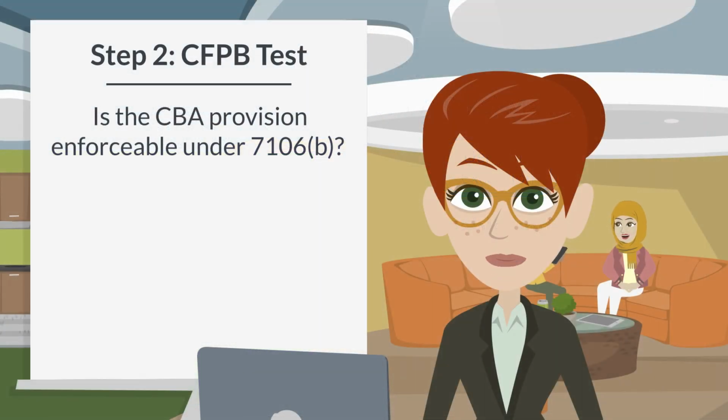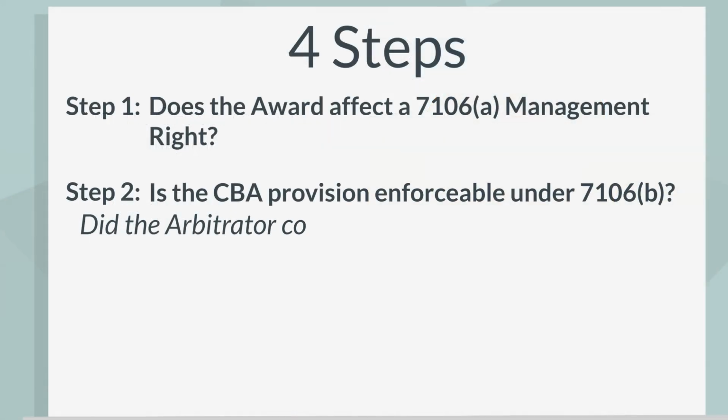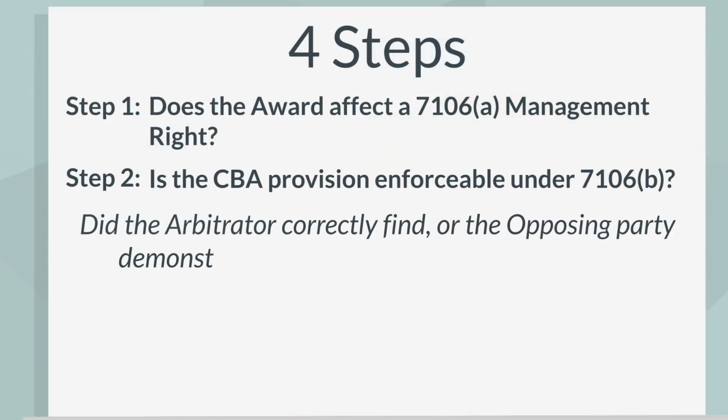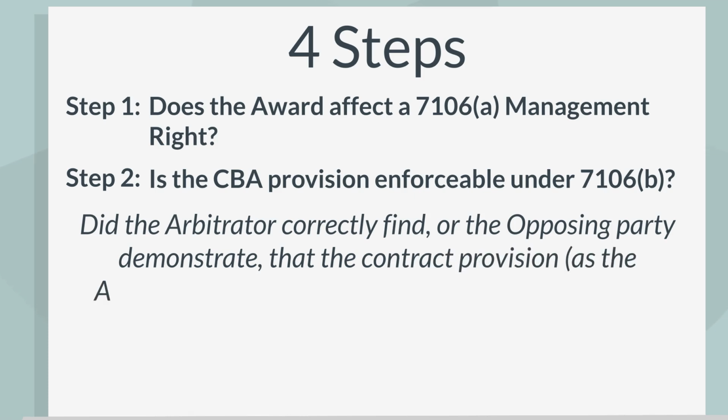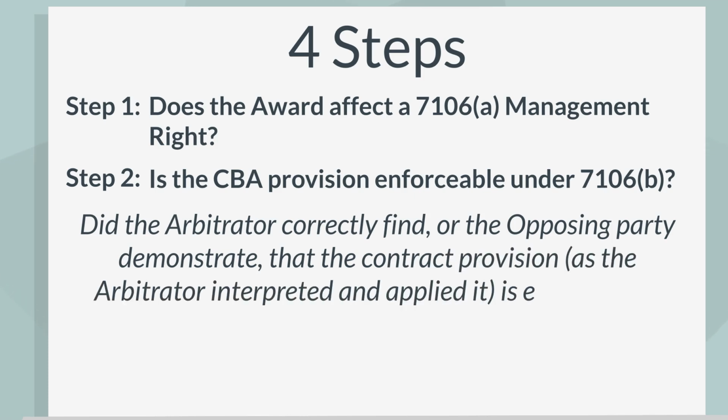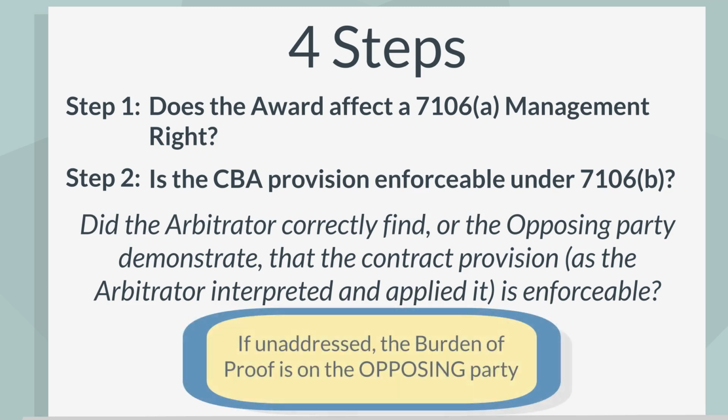Step 2 asks whether the arbitrator correctly found, or the opposing party demonstrates, that the contract provision, as the arbitrator interpreted and applied it, is enforceable under 7106B of the statute. Note that if the arbitrator did not address this issue, then the burden is on the opposing party to raise and prove it, unlike the first step of the CFPB test, which put the burden on the accepting party.